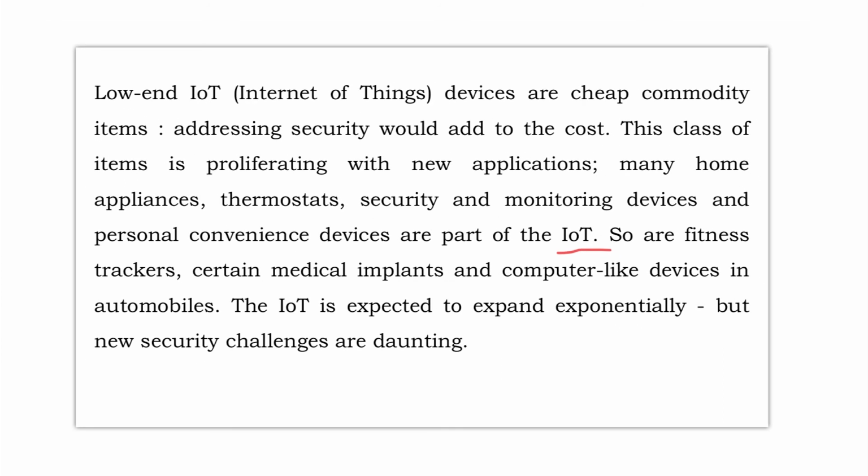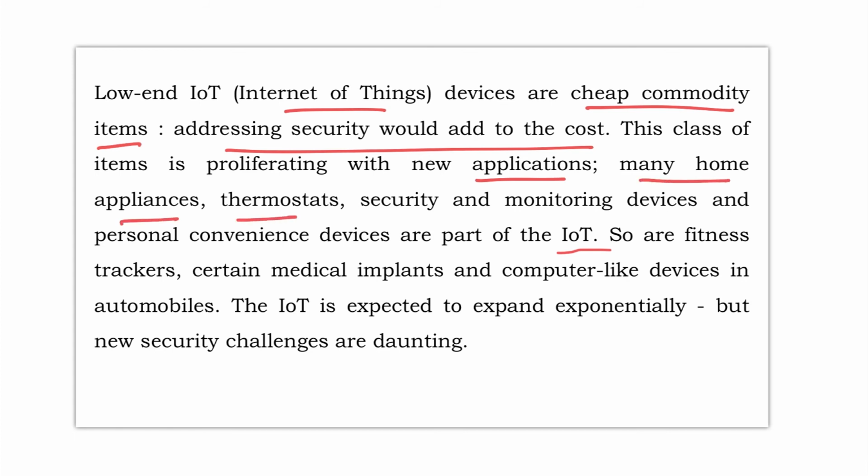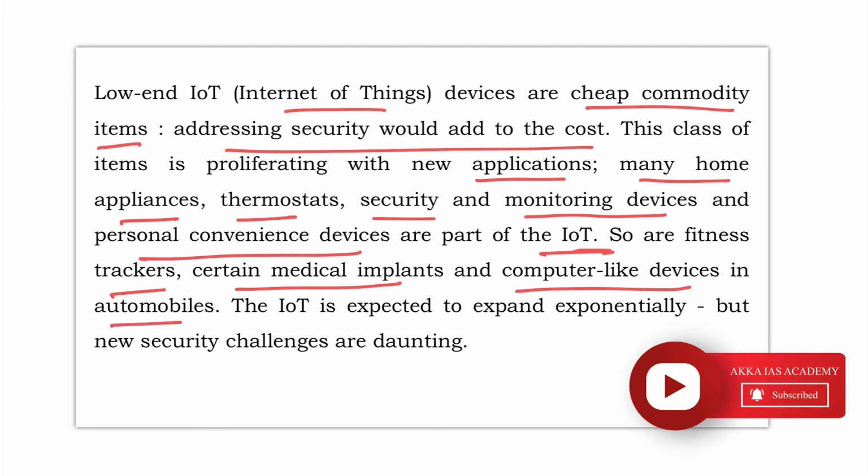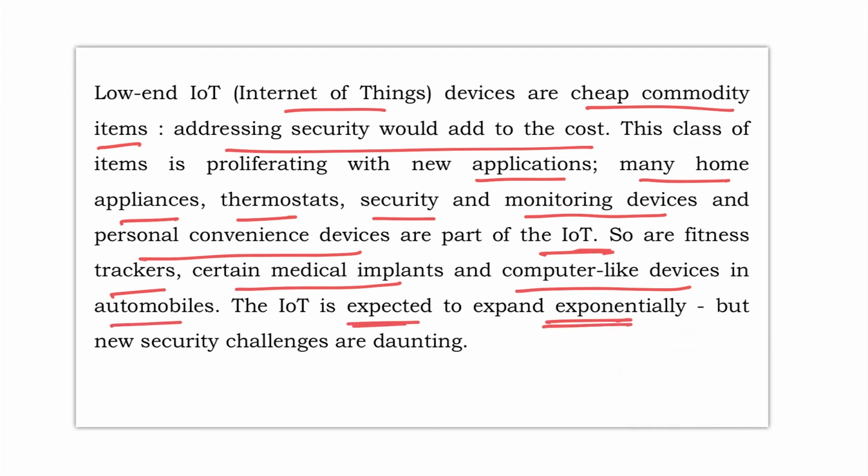Low end IoT, Internet of Things, devices are cheap commodity items. Addressing security would add cost here. This class of items is proliferating with new applications. Many home appliances, thermostats, security and monitoring devices and personal convenience devices are part of IoT. So are fitness trackers, certain medical implants and computer-like devices in automobiles. The IoT is expected to expand exponentially, but new security challenges are daunting here. So this is the passage here.